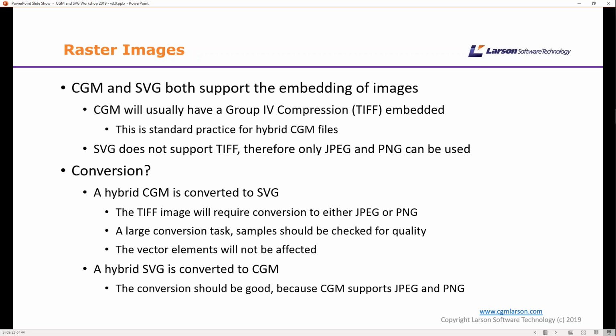The vector elements, though, will not be affected. They will remain the same. If a hybrid file is coming from SVG and it's obviously containing JPEG and PNG, then that's not an issue, because CGM does support those two raster formats. So that shouldn't be an issue coming in the other direction.